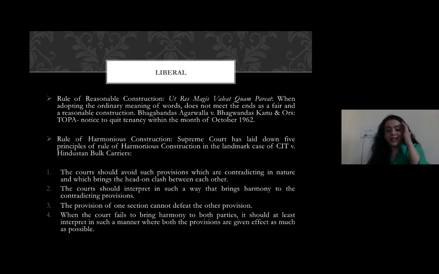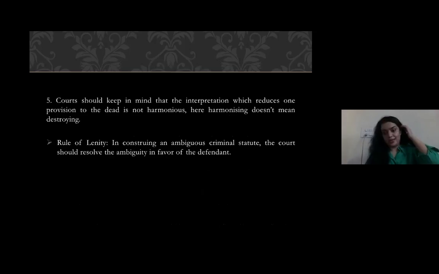In the statutes, this particular case had laid down these ground rules that if there are two contradictory provisions in a particular statute, the court has to avoid the head-on clash between them. The courts have to interpret it so that neither of the provisions is rendered dead or irrelevant. You cannot defeat the other provision. You have to give harmony between both the provisions.